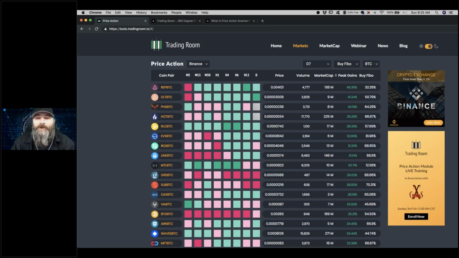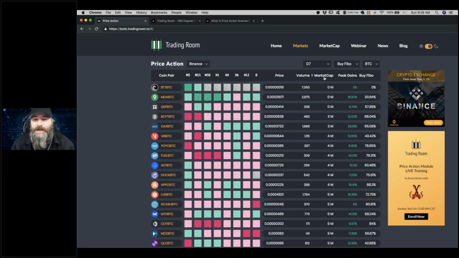Okay, so while you're in here, we just talked about market caps, and let's say you're just not interested in that. No problem. One click, and market cap sorted down. Right? These are the lowest market cap coins on Binance. But let's click it one more time.